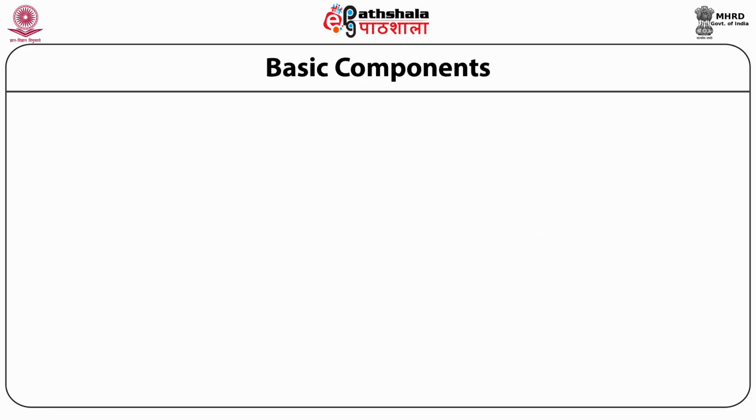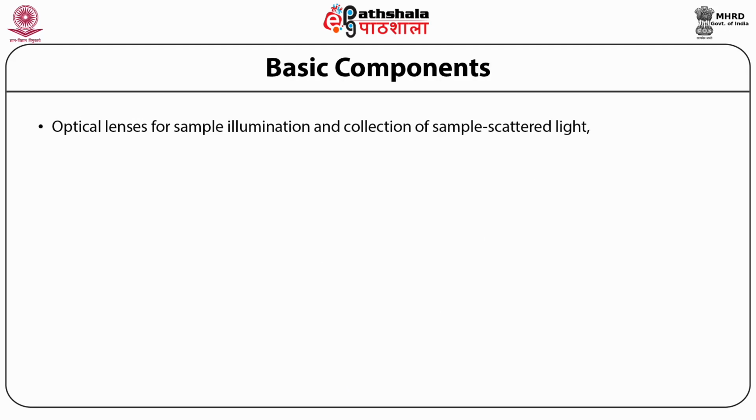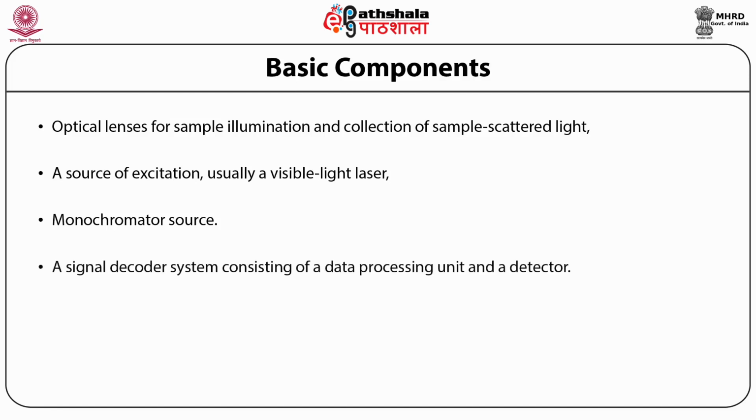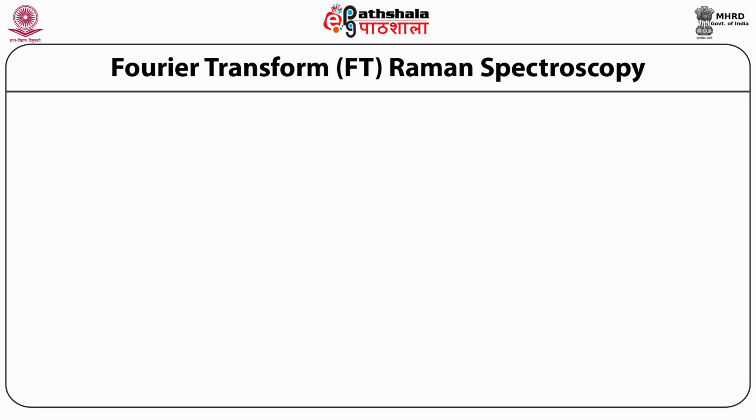Basic components of a conventional Raman spectrometer are optical lenses for sample illumination and collection of the sample's scattered light, a source of excitation, usually a visible light laser, a monochromator, and a signal decoder system consisting of a data processing unit and a detector.